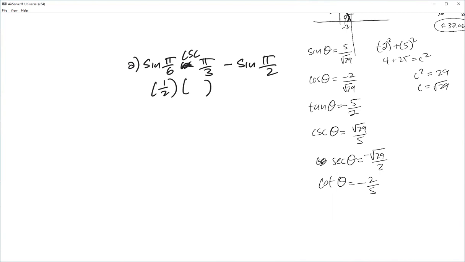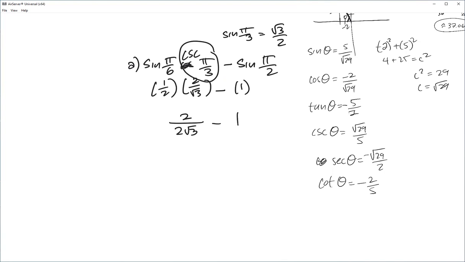The cosecant of pi over 3, if you look at the unit circle, is the reciprocal of sine. So sine of pi over 3 is radical 3 over 2, right? So the cosecant is the reciprocal of that, which is 2 over radical 3. I will rationalize it later on, but for now, let's just leave it like this. And then minus the sine of pi over 2, which is 1. And so 1 times 2 is 2, and it is 2 over radical 3 minus 1.